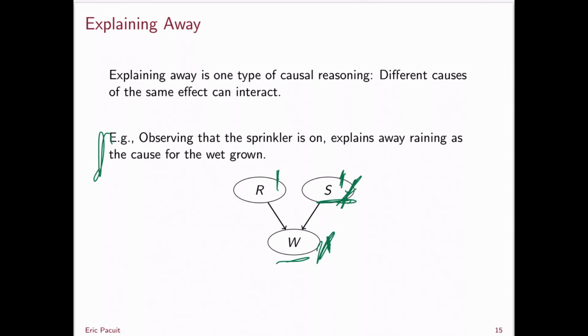Because you know for a fact that the ground is wet because the sprinkler is on, because you've actually observed that. So this would represent a situation where the probability of R, given the sprinkler is on and the ground is wet, actually lowers the probability of R. And this effect is what's known as explaining away. You explain away the existence of one causal factor because you observe another causal factor and you observe the effect.